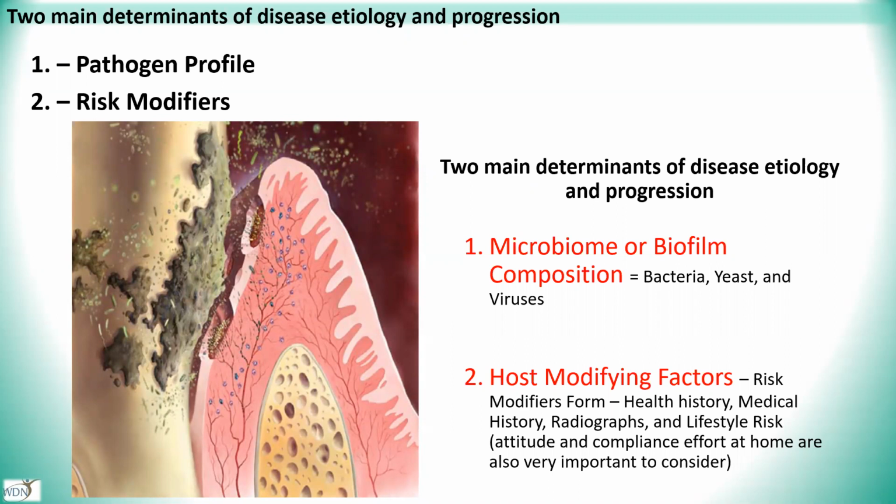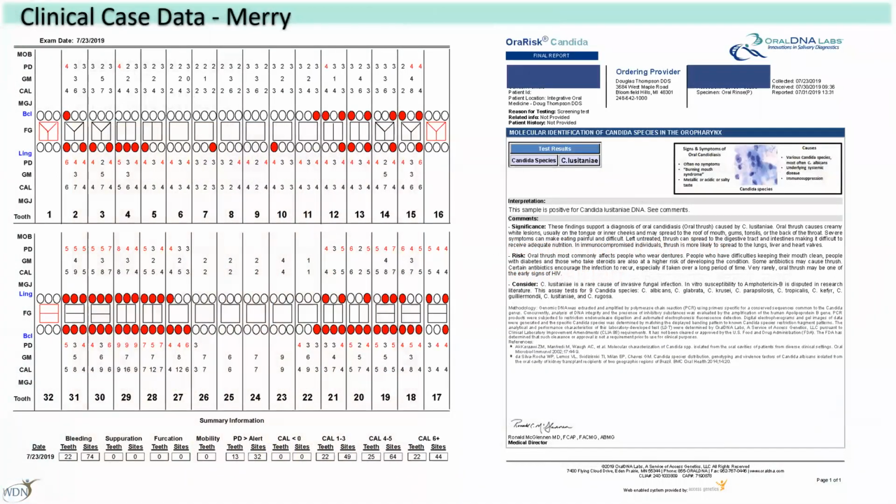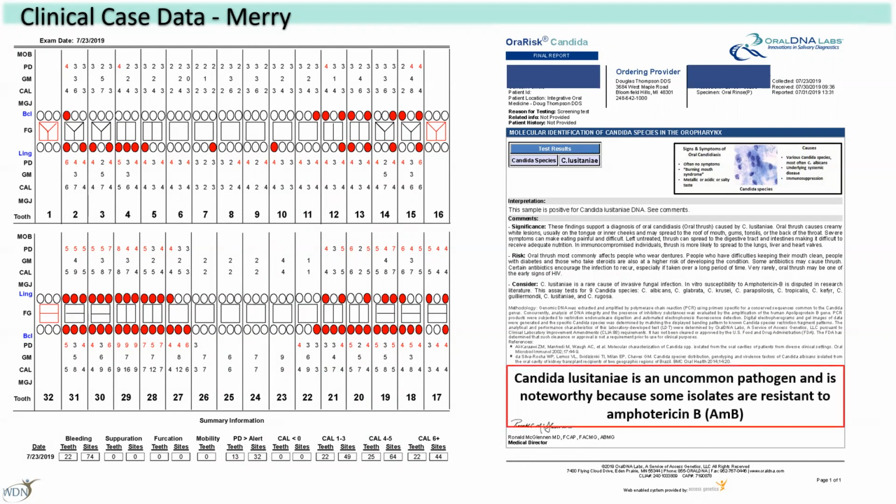So one of the things we did in this case is we dug deeper and we measured for yeast. And that's what that funny tissue look was. That reminded me that this patient might have a yeast component. And in fact, she has Candida lusitaniae. And Candida lusitaniae is a very aggressive, rare, uncommon yeast pathogen. And some of these are resistant to antifungals. And you know that yeast doesn't respond to antibiotics. So this patient has a yeast component to this disease.